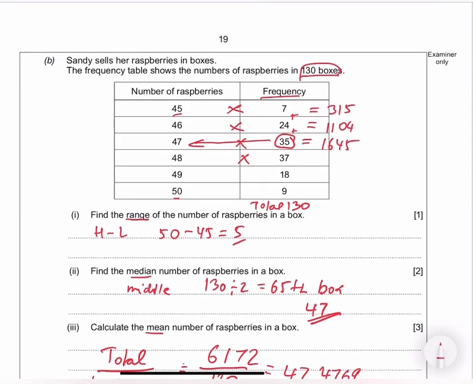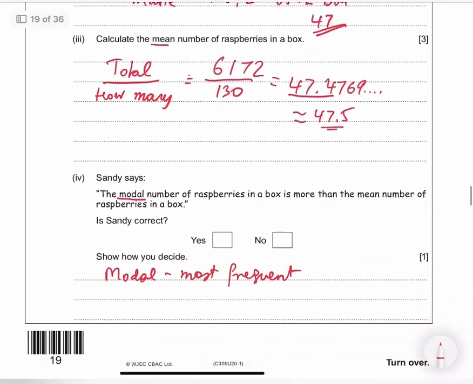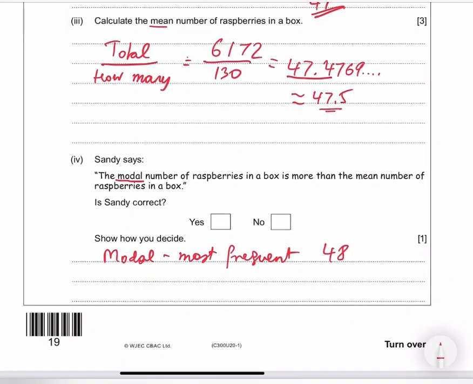The highest number is 37, and go across to find the number of raspberries for that. So that is 48 raspberries. So 37 boxes will have 48 raspberries in each box. So that is the most frequent number. This is the modal number, 48. And you can see the mode 48 is bigger than the mean, which we found in the previous part, which was 47.5. So yes, she is correct.